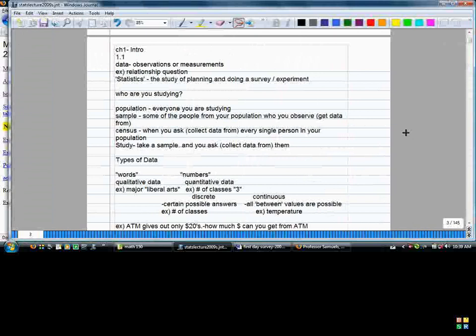Can I get $27.50 from the ATM? No. Okay. So what kind of data is this? Right. It's discrete and it's not continuous. What kind of data? Quantitative. You skipped over that step, but you should say it's quantitative and it's discrete.